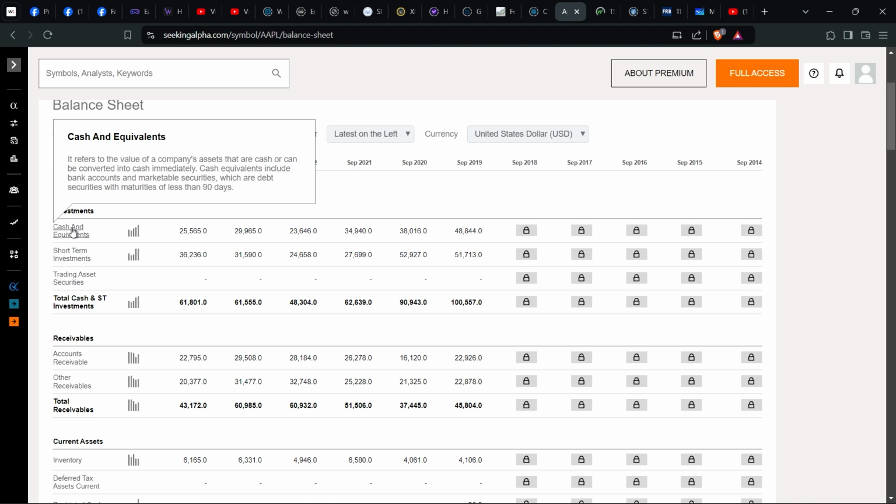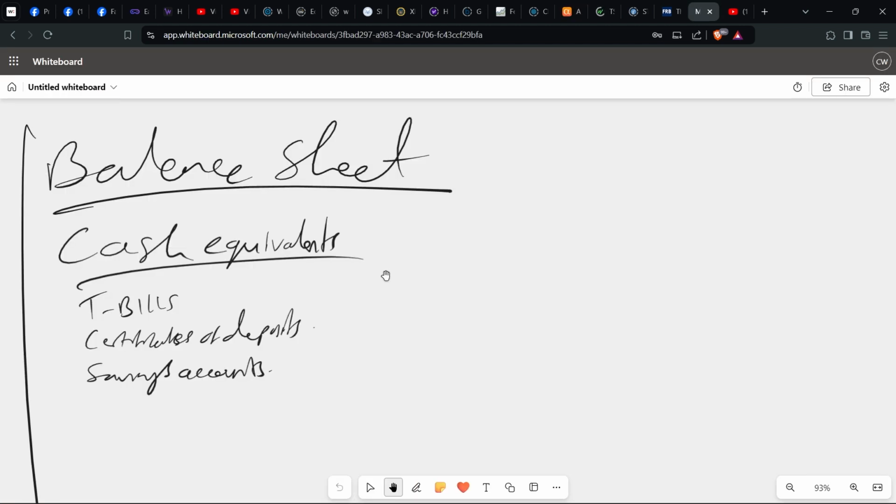This is where we bring in US Treasury bills, right? Treasury bills in general are a common cash equivalent on most of these balance sheets. Let me make a list. When we're talking about cash equivalents, primarily we mean T-bills, certificates of deposit, or other forms of certificates given by banks, and savings accounts.